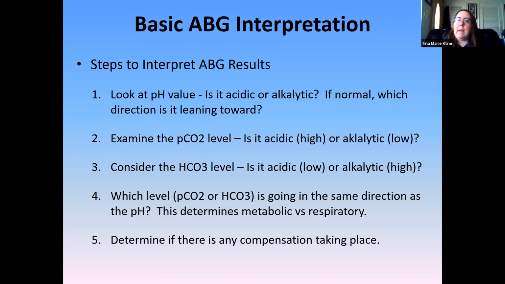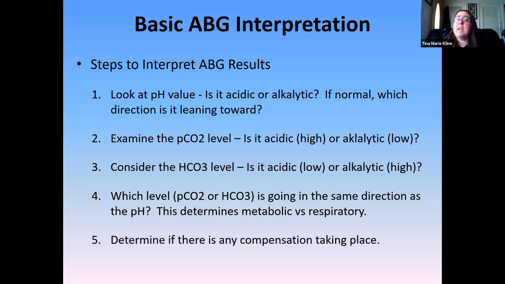So if you're looking at the pH and it is normal, okay, 7.35 to 7.45. The magic midpoint is 7.4. So if it's within normal limits, which side is it leaning to? Is it leaning towards the acidotic side? Is it leaning towards the alkalytic side? Okay, so that's what you want to look at if it's normal. Is it acidic or is it alkalytic leaning towards? After you determine that, because that's going to tell you, is it acidosis or is it alkalosis?